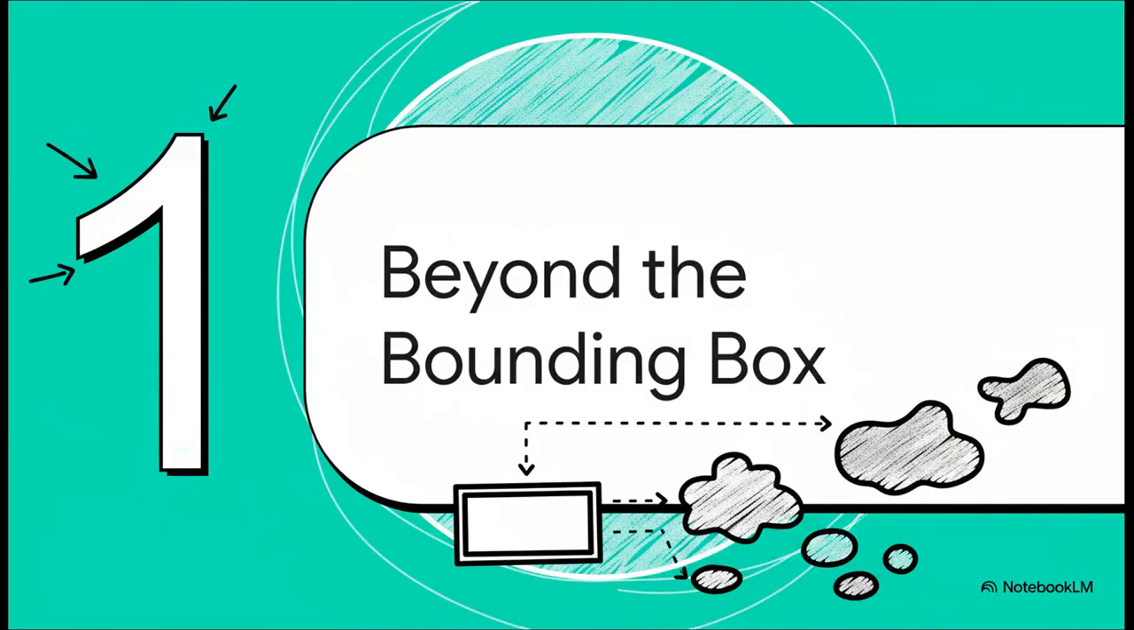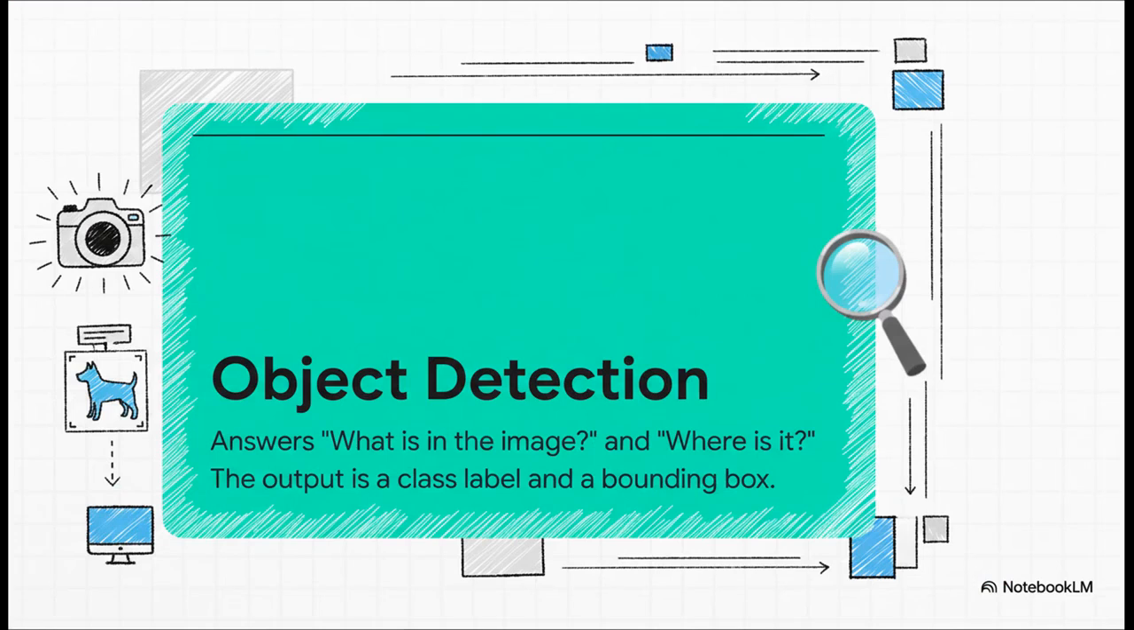All right, so to really appreciate just how big a leap this is, we first need to understand why that simple box just wasn't cutting it. So, the classic approach is something called object detection. It's actually really powerful, and it's built on answering two really simple questions. What's in the picture, and roughly where is it? The output is pretty straightforward. You get a label, like dog, and it draws that familiar rectangle around it. And for a long time, that was a fantastic starting point.